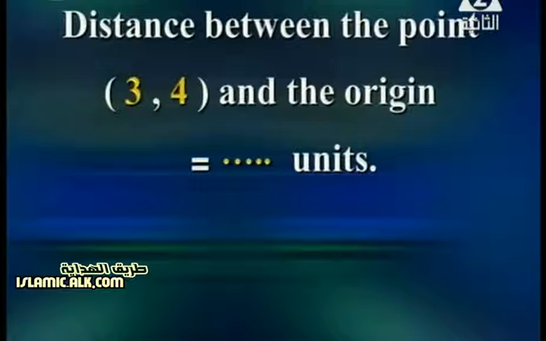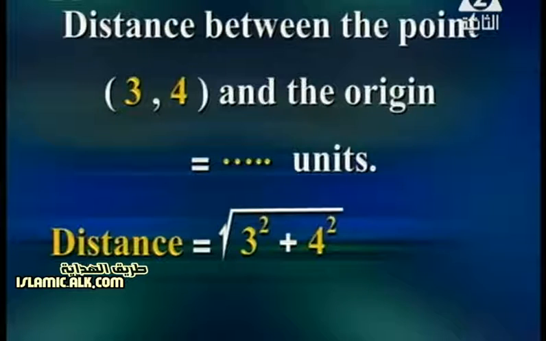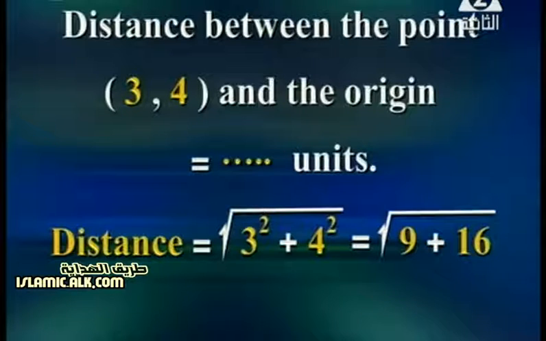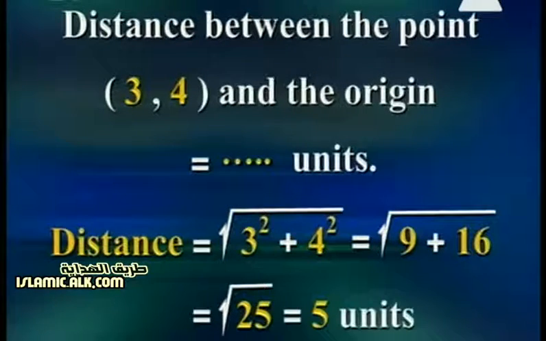Distance between the point (3, 4) and the origin equals how many units? You know that the rule to find the distance equals square root of x1 to the power of 2 plus y1 to the power of 2. What about x1? It is 3. So square root of 3 to the power of 2 plus y1, which is 4 to the power of 2, to obtain a result as square root of 9 plus 16. And this will lead us to square root of 25. So the distance will be 5 units.